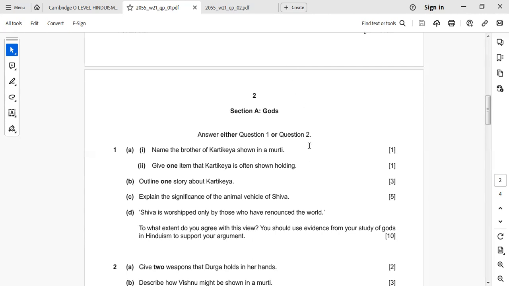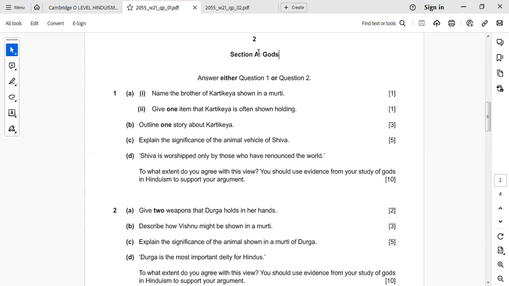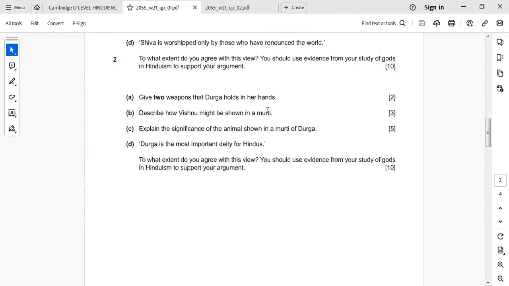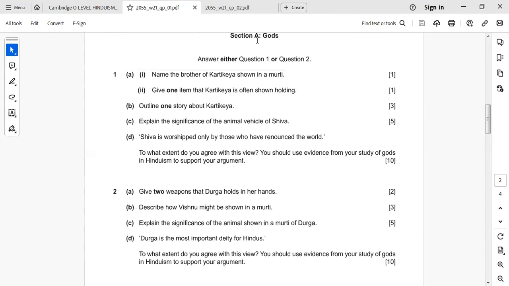I'll show you how you choose, or what type of question it will be. So this is paper 1, section A, where we said it has questions about gods. In section A, we have 2 questions, 1 and 2. You have to answer either question 1 or question 2. You don't answer both, it is either or.